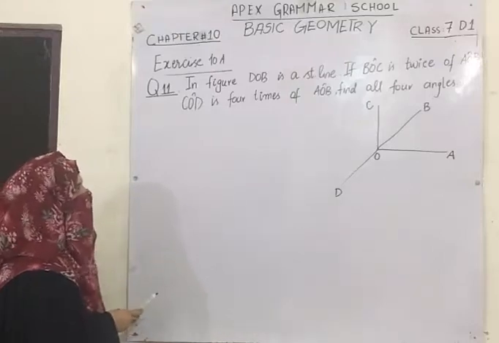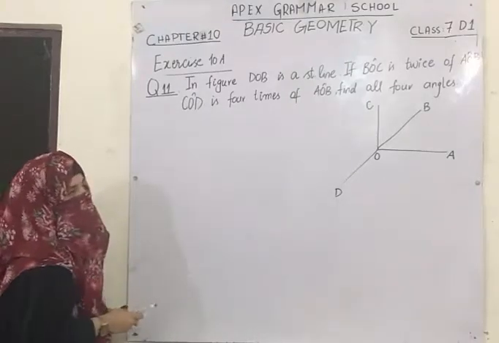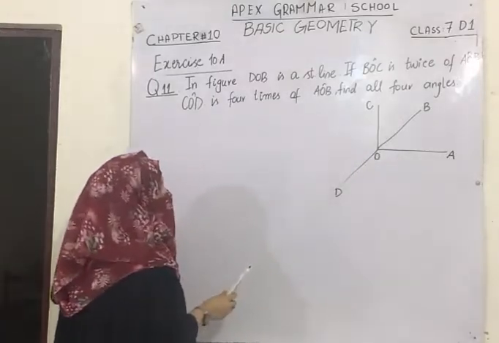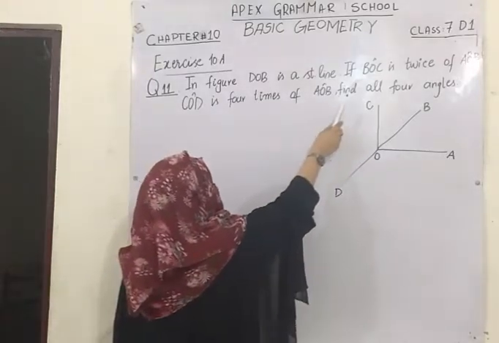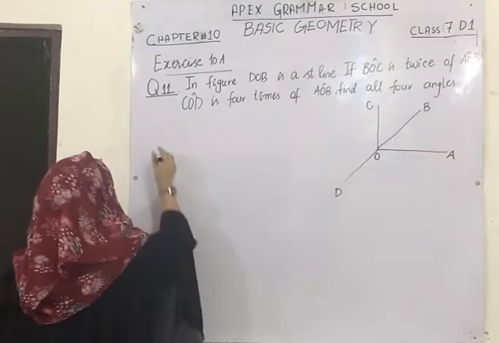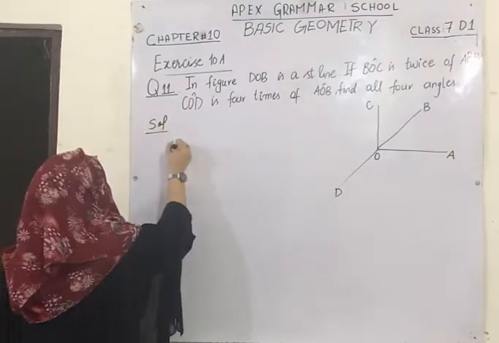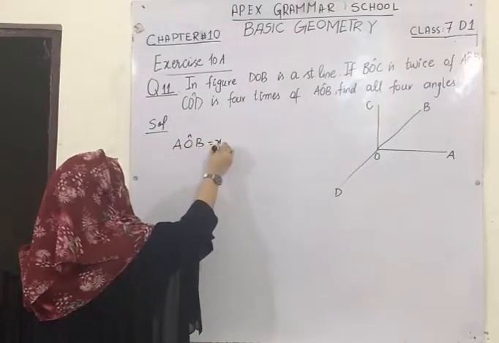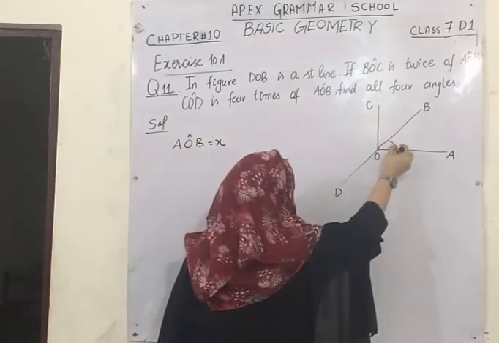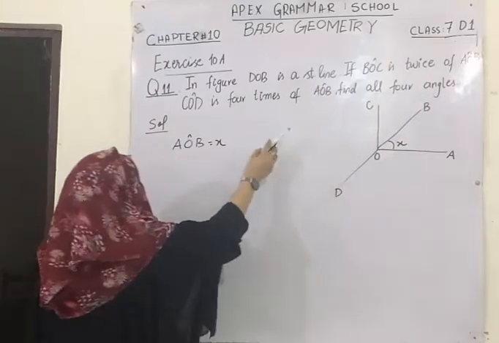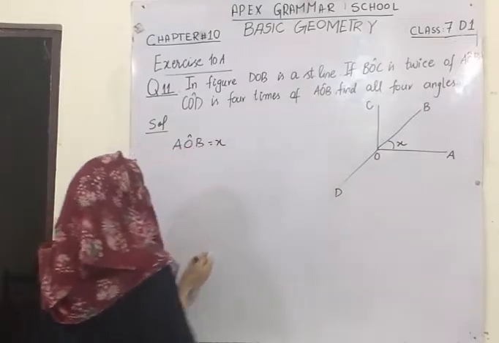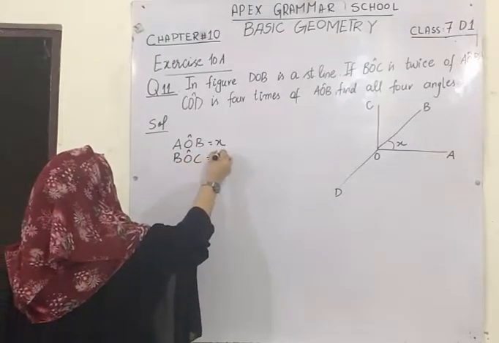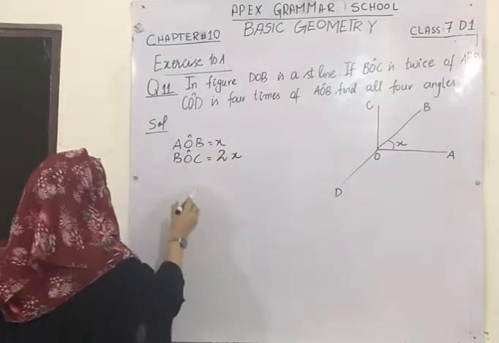Question number 11. In question number 11, you are given that DOB is a straight line. As you all can see, DOB is a straight line. The figure is already given in the question. If BOC is twice of AOB, first I am going to suppose my angle AOB to be X. So I have supposed my angle AOB to be X. We are given that BOC is twice of AOB. So BOC is twice of AOB.